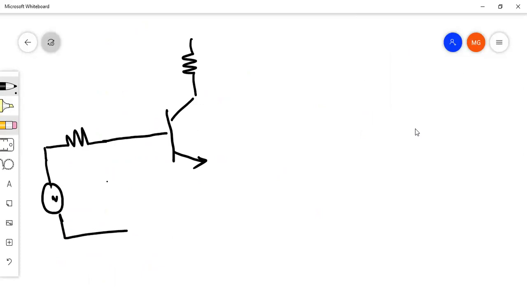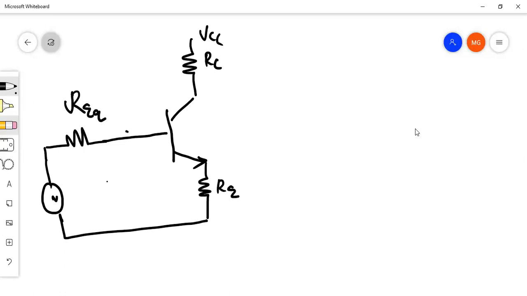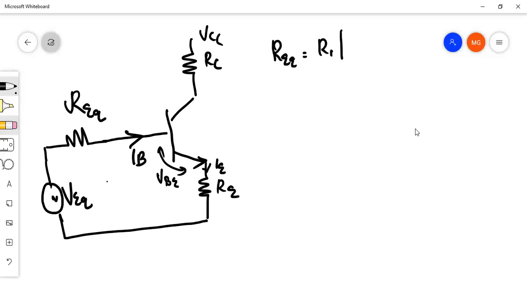V equivalent, VCC, this is RC, this is RE, this here is R equivalent, the current here is IB, this is V equivalent, like this. Then this is IE. Here there is one voltage, VBE. I will write the equation of R equivalent. R equivalent is R1 parallel R2 and V equivalent is VCC into R2 divided by R1 plus R2.